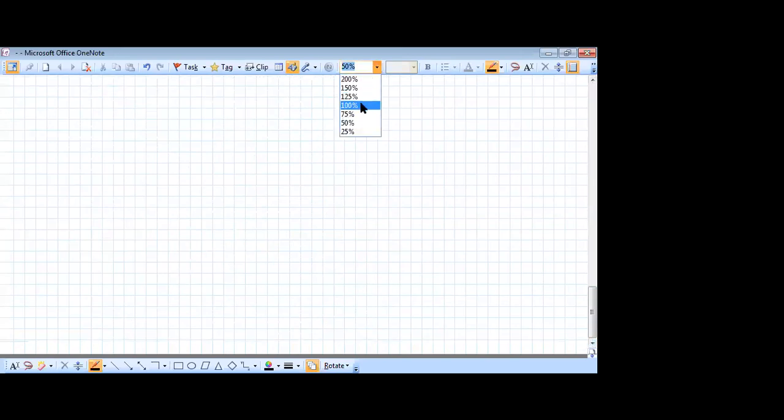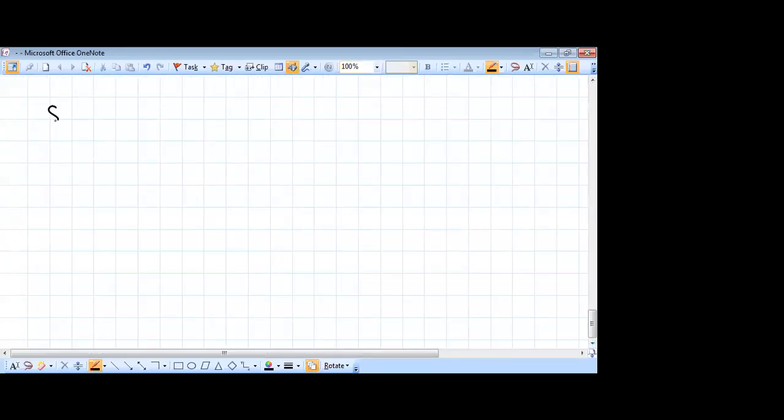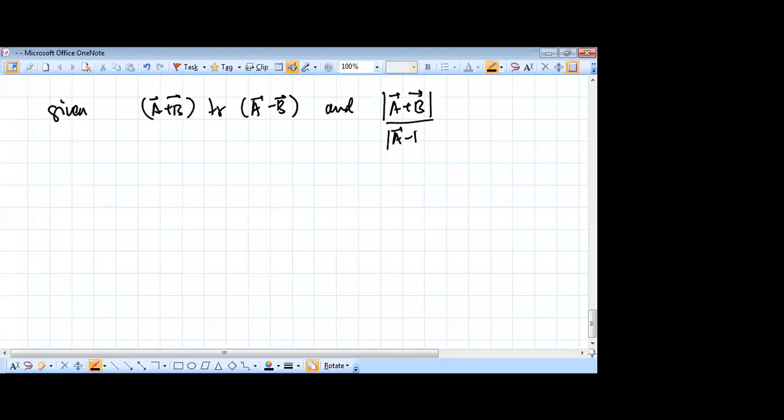See, if you want to interpret this geometrically, what information is given in the question? It is given that A plus B is perpendicular to A minus B, and it is given that mod of A plus B divided by mod of A minus B is 1 by root 3. Or another way of expressing this is that mod of A minus B is equal to root 3 times mod of A plus B.